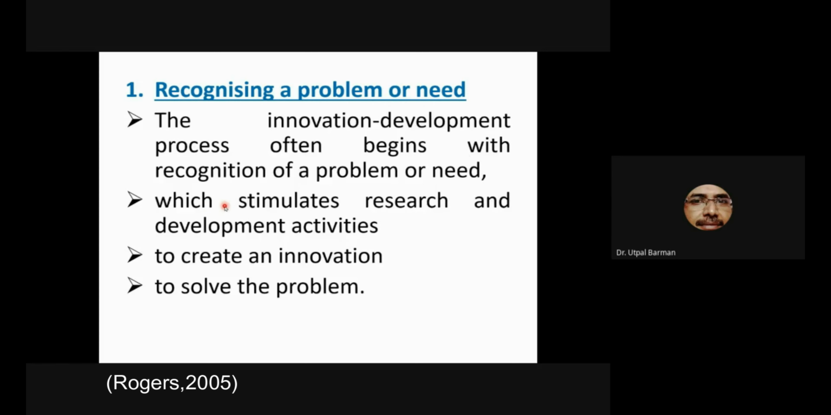The first stage of the innovation development process is recognizing a problem or need. We introduce an innovation to our client to solve their problem, or if they have some sort of need, to fulfill that need or fill up the gap. We try to influence the farmers or users to adopt the thing, and then slowly it will diffuse in the society. Because of that, first we have to develop an innovation which is need-based or which will solve some problem of the client. Therefore, we have to find out the real problem or actual need of the client.